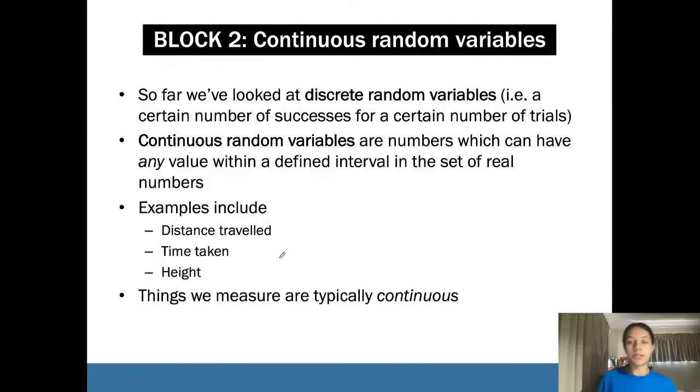So we've had a look at some discrete random variables, and we're going to hopefully now have a look at some continuous random variables. The difference between discrete and continuous: discrete means you have a very certain number, as the word discrete suggests, whereas continuous random variables are numbers which can have any value within a certain interval in a set of real numbers. Classic examples are height, time taken, distance traveled, and things that we measure are typically continuous, if you ever do get confused on that.